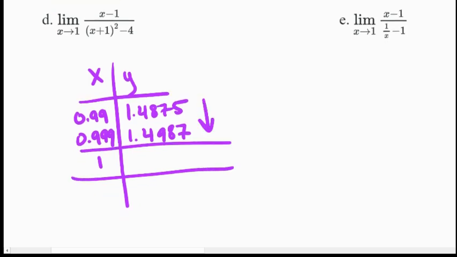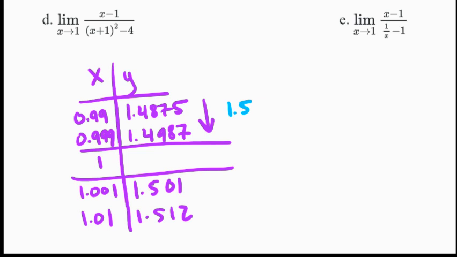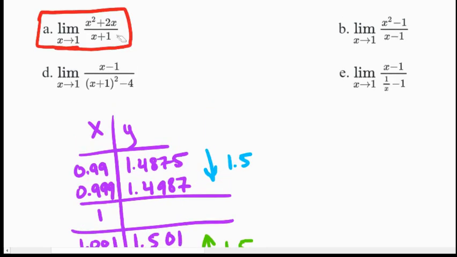I can see what's happening here with my Y values. It looks like they're approaching 1.5. If I were to come from the other side, let's say 1.01 and 1.001, and I plug those into the calculator, I get something like 1.501, 1.512. As I'm approaching the X value of 1 from the right side, it looks like I'm also approaching 1.5. So the limit at this point, without even plugging in 1, I can tell is going to be 1.5. When I go up to this point here, I can say 1.5.